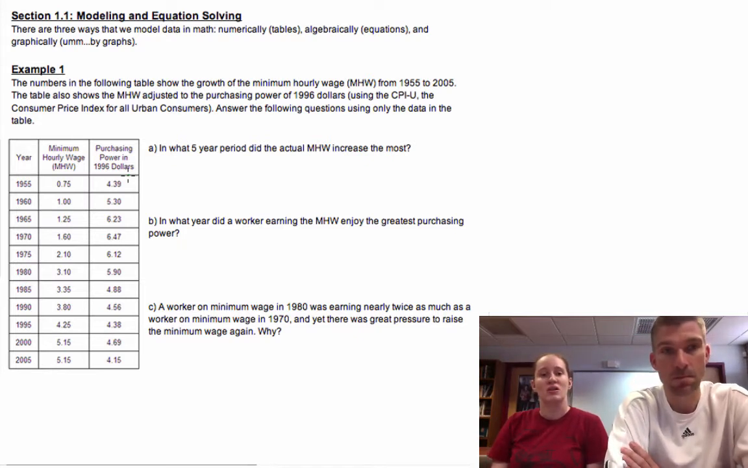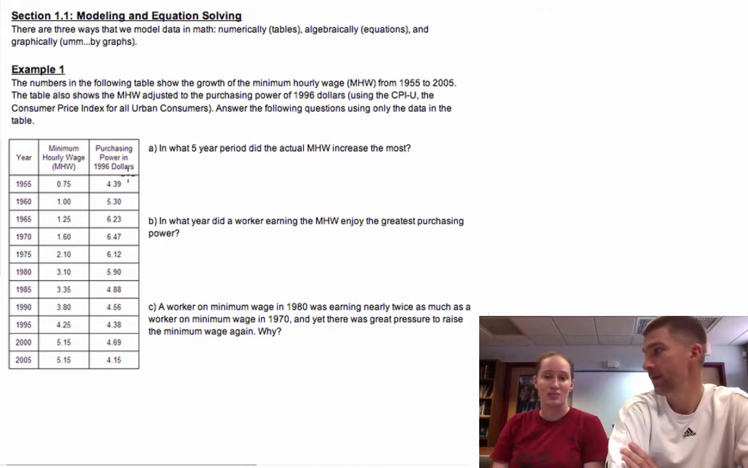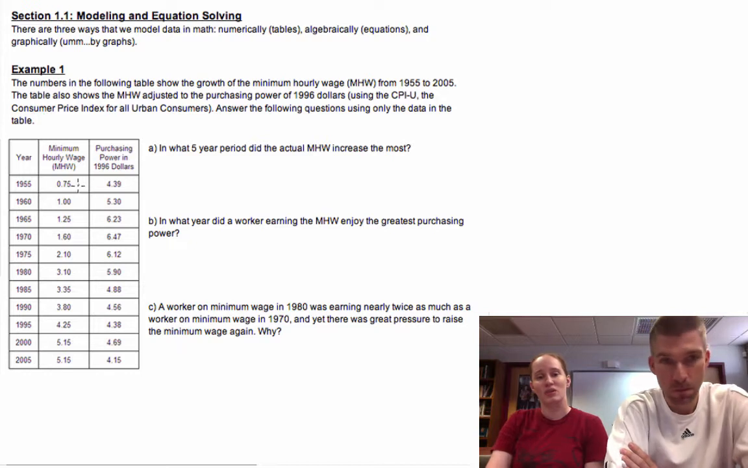So in this example, we are going to answer some questions. Part A: in what 5-year period did the actual minimum hourly wage increase the most? MHW stands for minimum hourly wage. That requires us to look at the gap between each of these and figure out which one has the biggest gap. I can eyeball this. That's 25 cents, 25, 35, 50. But here's a dollar. A whole buck.